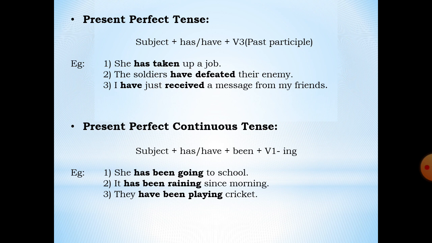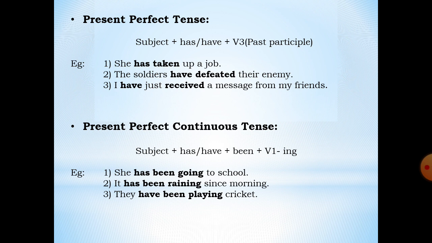Now the next form is present perfect continuous tense. Here present perfect is there, so definitely has and have will come, plus continuous is there. So one thing you have to remember, when perfect continuous is there, you have to add been along with the verb. And then the verb should be in present form with ing added. So subject plus has or have plus been plus V1 and ing.